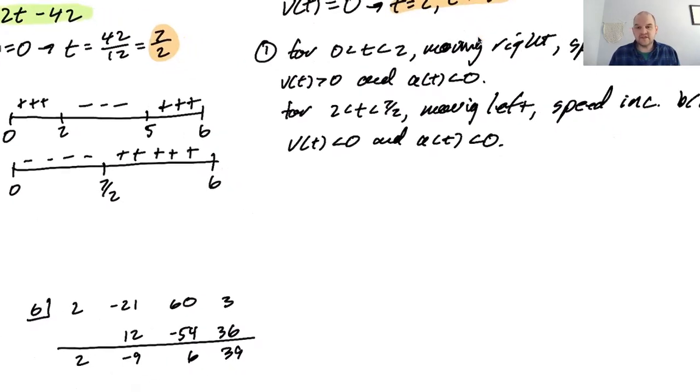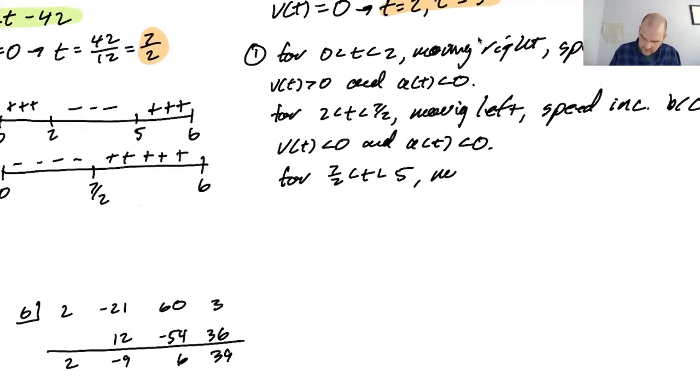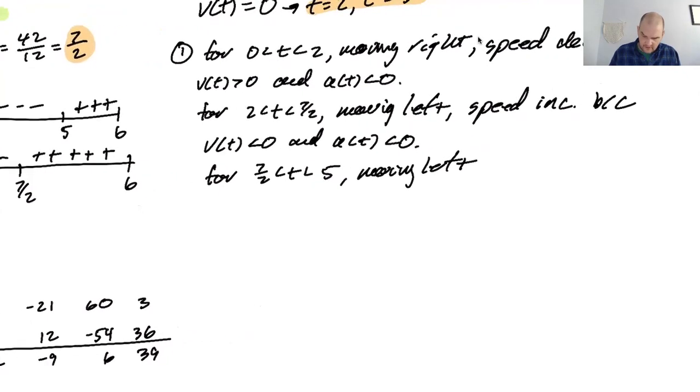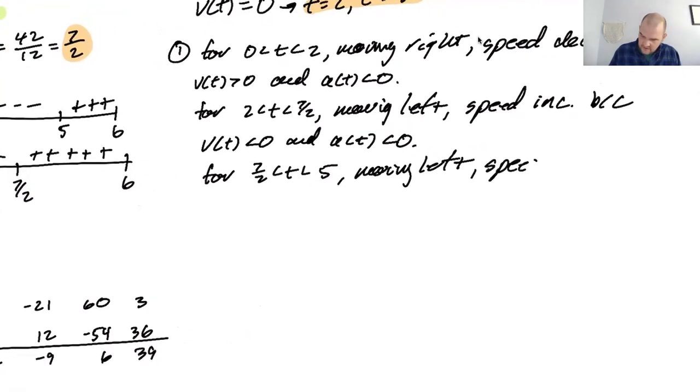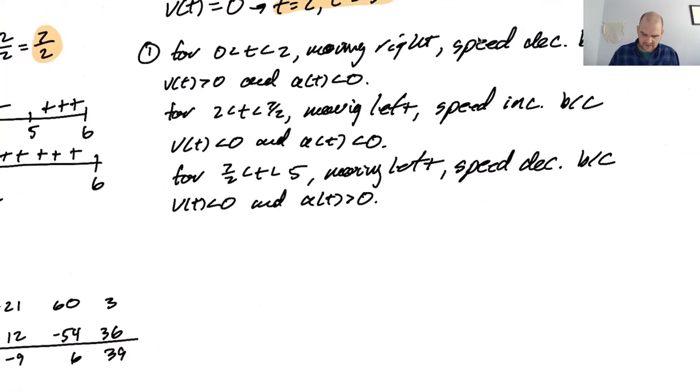All right, and we have 2 more regions that we want to describe. So for 7/2 to 5, you are moving left because v of t is negative, but your speed is decreasing. And then we can say why. Moving left because v of t is less than 0, and a of t is greater than 0. That's why your speed is decreasing. So opposite signs on velocity and acceleration, speed decreasing.